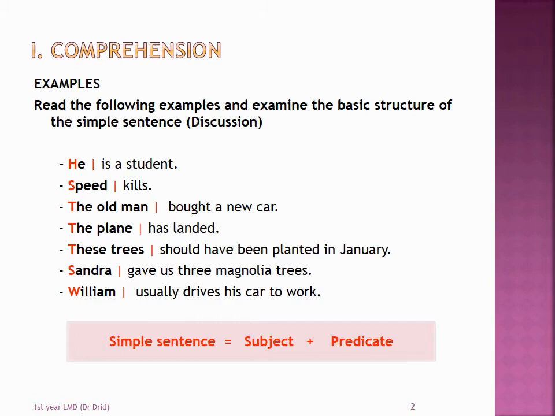The predicate always starts with the verb. Notice in our examples, the first predicate starts with is, kills, then bought, has landed, should, gave. Usually here this is an adverb. Frequency adverbs come before the verb. So remember that a predicate starts with a verb.